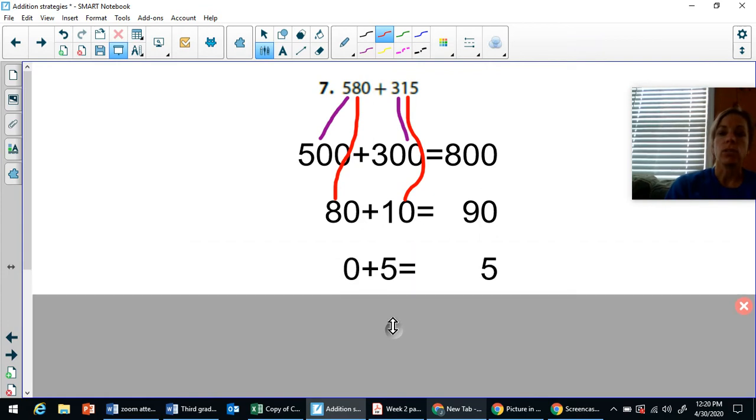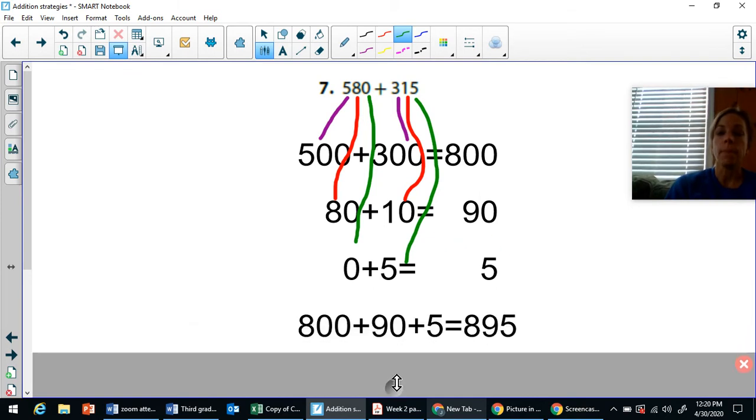I am then going to move on to the ones place. I'm going to switch colors. The 0 and the 5, that's simple adding, we know equals 5. And then when I add them all up, it looks just like expanded form. 800 plus 90 plus 5 equals 895.